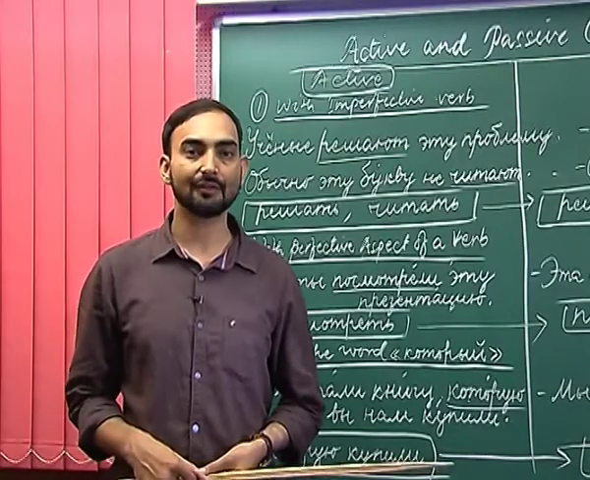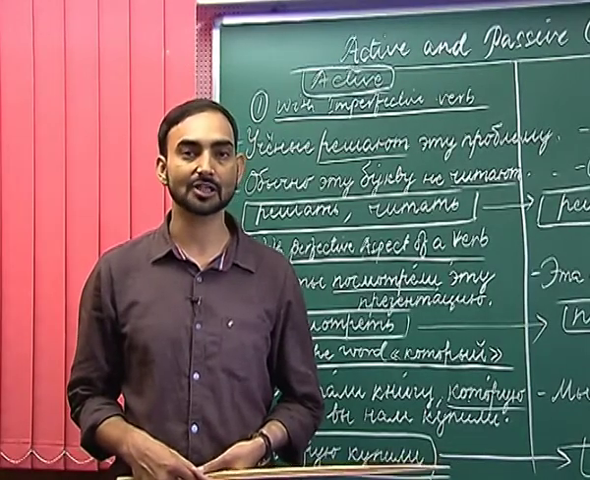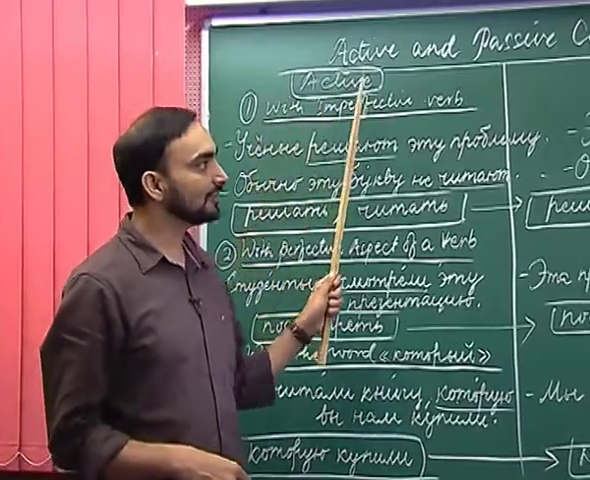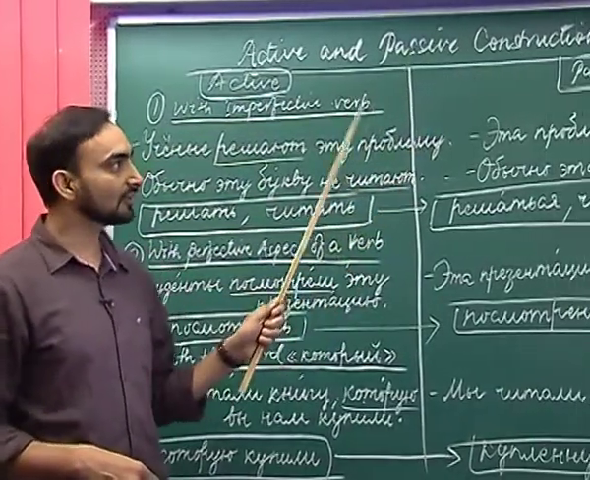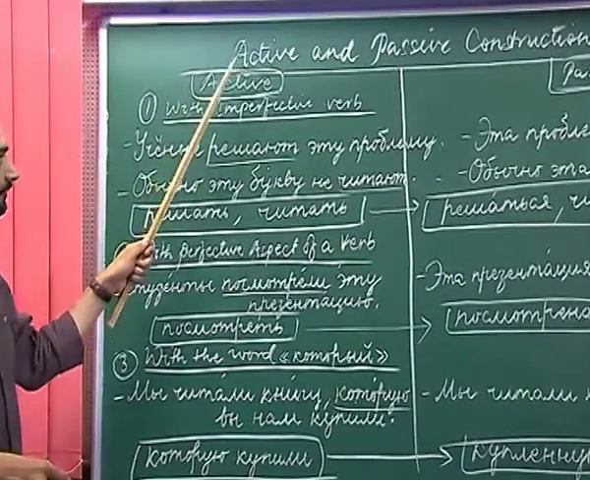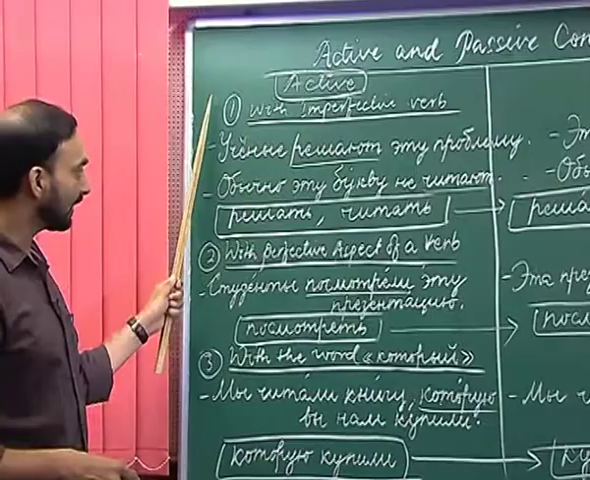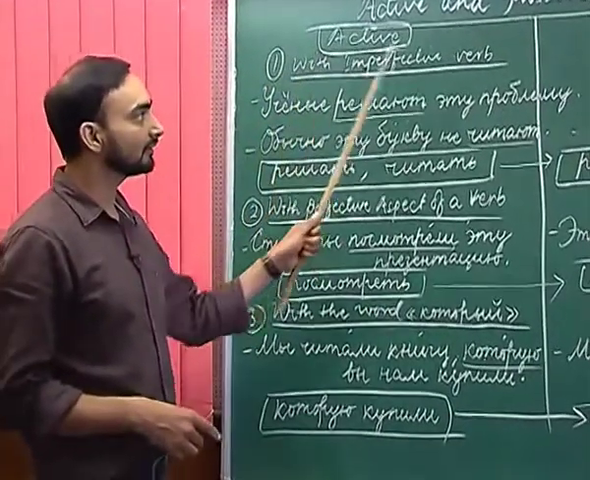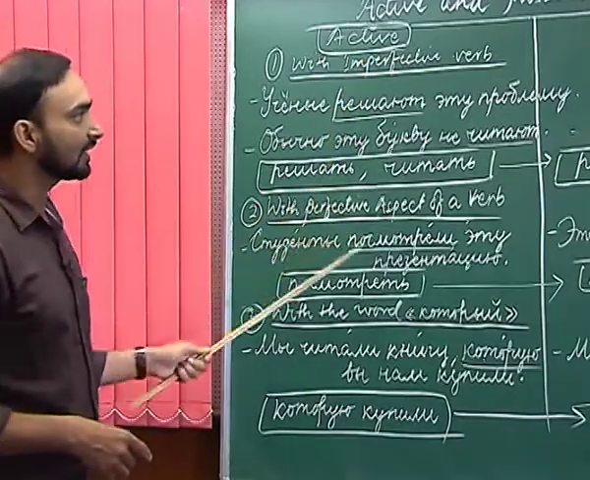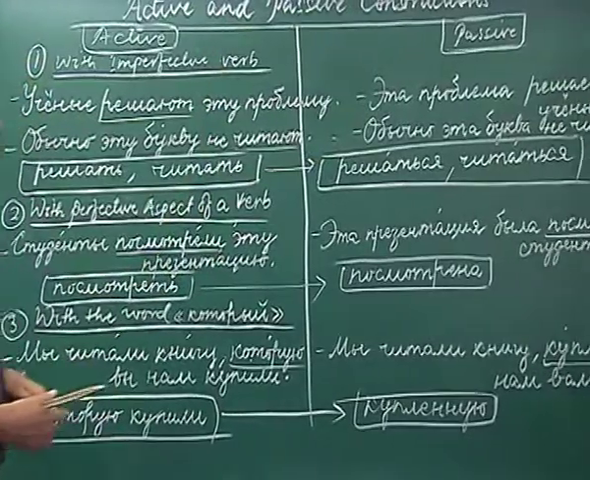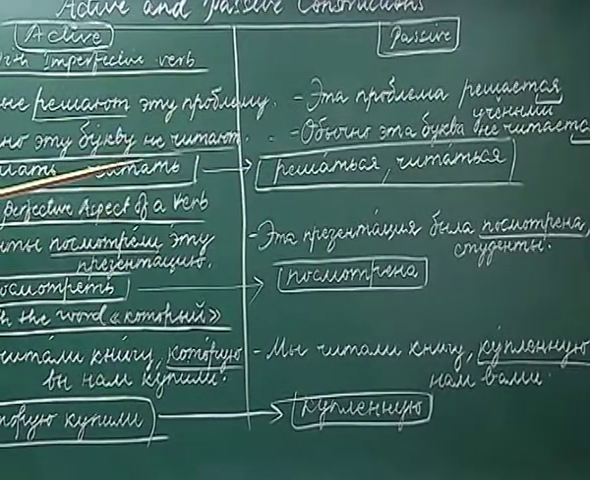The next topic we have is active and passive constructions in Russian. So, there are some constructions which are active, and how do we change them into passive constructions? This is what we are going to learn today. Within the active constructions we have categorized 3 different constructions, and then we have changed them into the passive constructions. And how do we do that? That we will be discussing in this part.